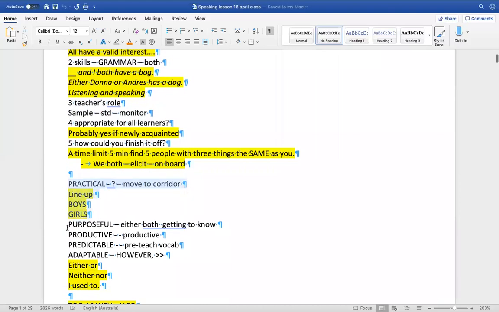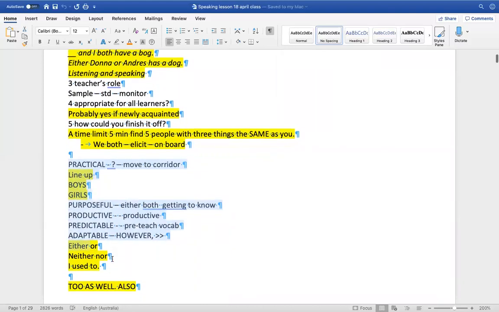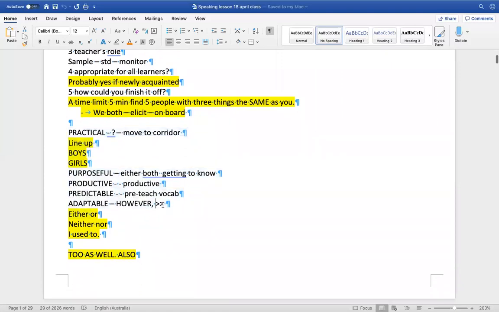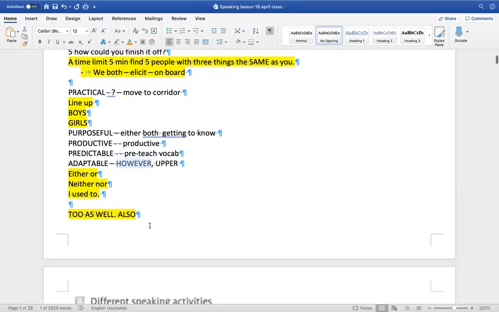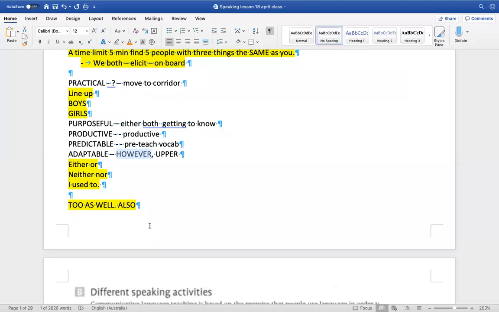So we looked at the practical, purposeful, productive, predictable, adaptable side of it. So we thought for adaptable, you could make it for upper level. You could include, like, John and I both like dogs. However, he likes big dogs and I like small dogs. Adaptable means to make it a bit easier or more difficult, depending.